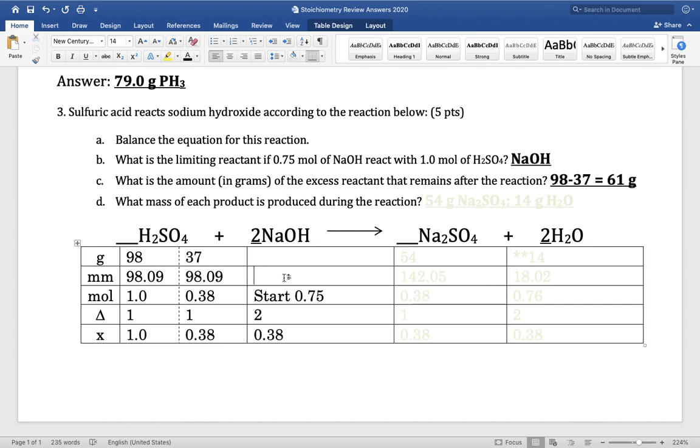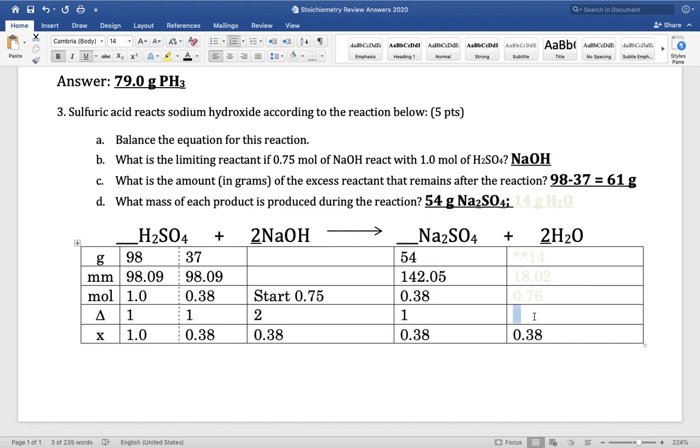Then the last question, what mass of each product is produced? So now I take that smaller carryover number and put it down here at the bottom for each product. And we'll just do sodium sulfate first. Times 1 is 0.38. Molar mass is 142.05, so 0.38 times that gives me 54 grams of sodium sulfate. Sig figs matter, sig figs matter.